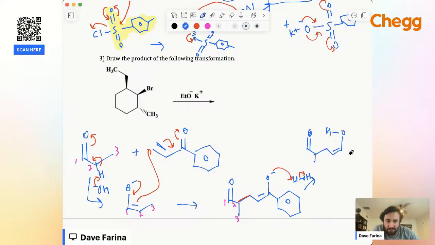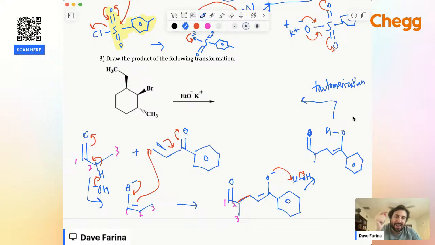I'm going to draw this like this so that you can see what I'm going to do next. And then the last thing here is called, I'll write it. Let's go like this. Tautomerization. So the last step in the Michael addition is tautomerization, and a tautomerization is a kind of enolization where we are converting between what are called the enol and keto forms.